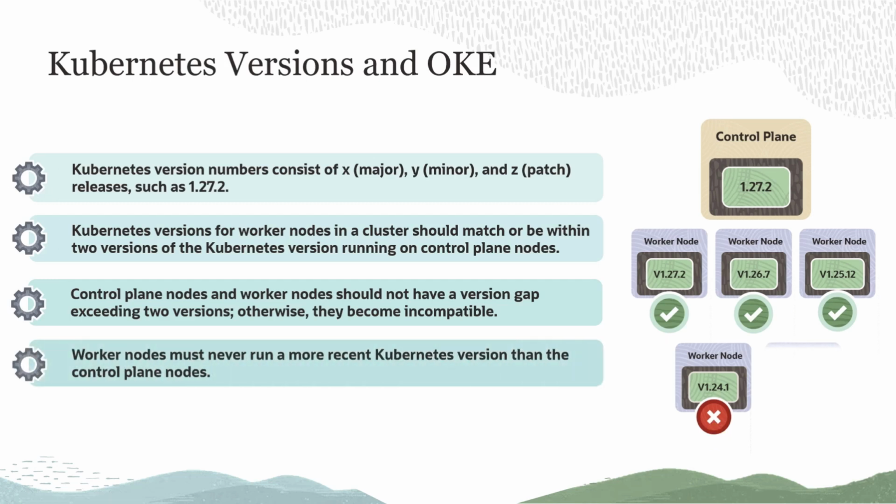Also, a point to note is that the versions on worker nodes must not be more recent than the versions on the control plane nodes. As shown in the graphics here, if your worker node is running version 1.28 and the control plane is running version 1.27, in this case, they both become incompatible. A worker node should never be running a version greater than your control plane node.